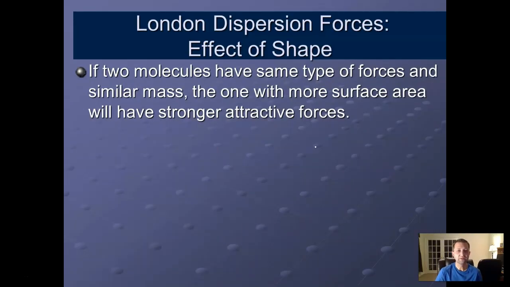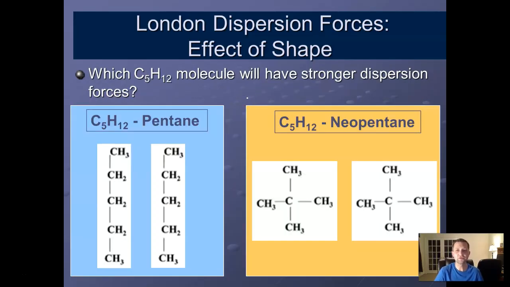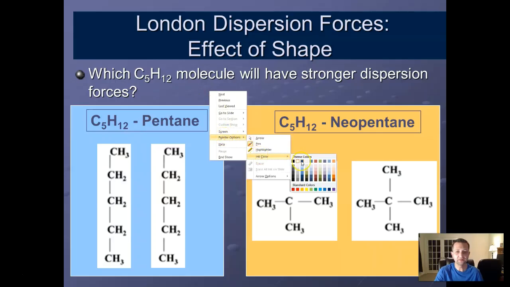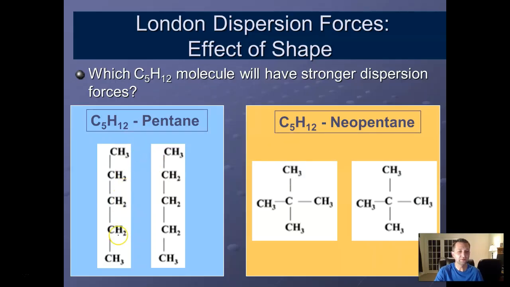Oh, sorry. So if two molecules have the same type of forces and a similar mass, the one with more surface area will have a stronger attractive force. Usually mass outweighs the surface area trend, so go by mass first. That's why it has similar mass here. The one with more surface area will be stronger. So both of these are versions of pentane. They're just different structures. So here's my pentane straight chain right here, 1, 2, 3, 4, 5 carbons.